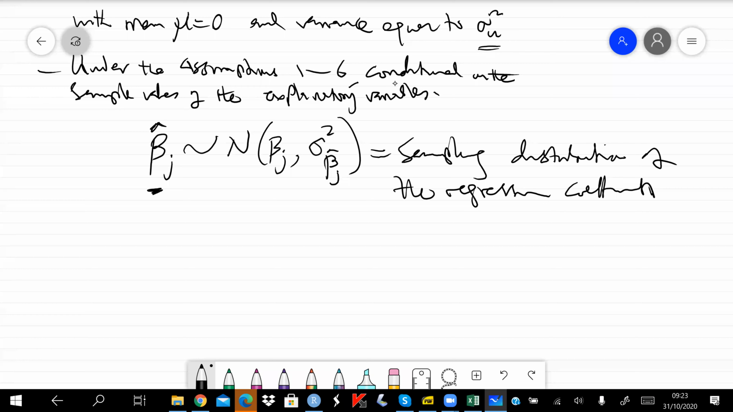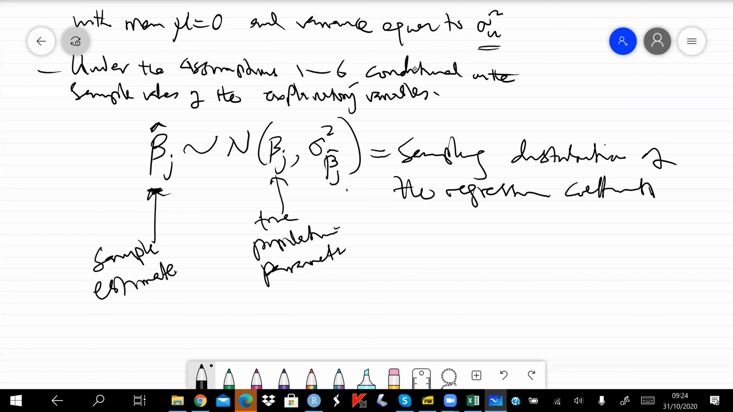So the distribution of those estimates is normal, very important, and the mean is equal to this, the true population parameter. And then this is the sample estimate. And then this is the standard error. No, this is a variance. If you take the square root, you get the standard error. So this is a variance of the estimated regression coefficient.